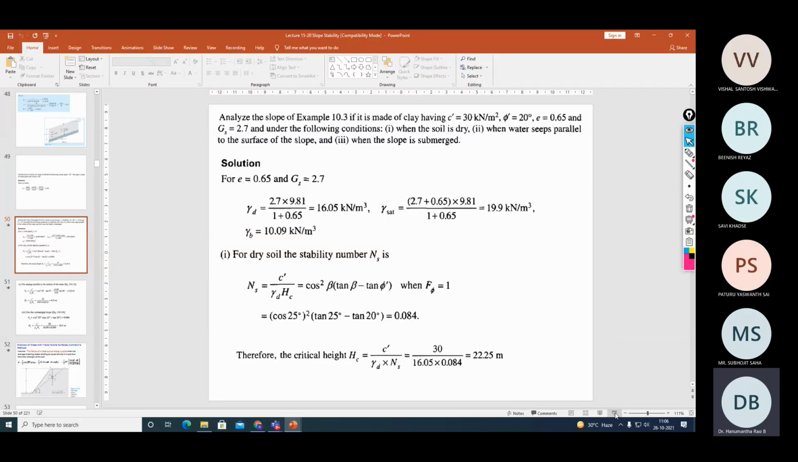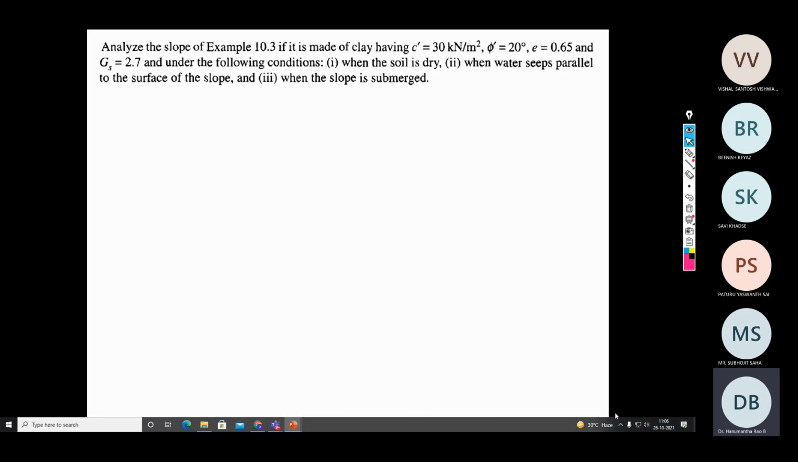So in the previous class, we were trying to solve some problems on slope stability. So let us continue the same tutorial on slope stability. I request everyone to note down this sum. This is again pertinent to the analysis of an infinite slope, but for three different conditions as shown here.